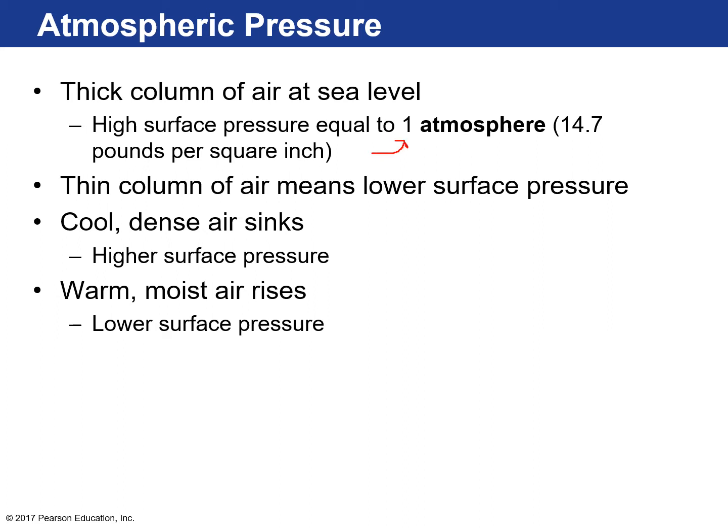But if you go to a different area on Earth, maybe at a higher elevation, the column of air above your head is smaller, and you'll have lower pressure in those areas. But that's not always dependent on your altitude. Air masses that are high pressure and low pressure can move through an area at sea level, and when you have low pressure moving through, that means you have a thin column of air, which means you have lower surface pressure.